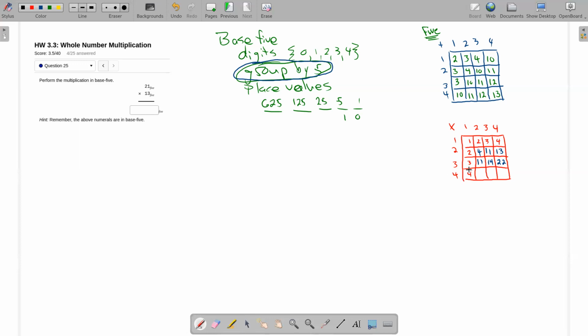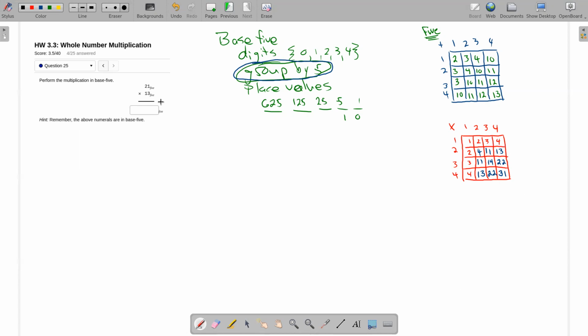And then there's symmetry in the table, right? 4 times 2, 2 times 4, we've already done that. That's a group of 5 and 3 ones for 8. 4 times 3 is 12. We just did 3 times 4. 12 is 2 groups of 5 and 2 ones. 4 times 4 is 16. How many 5s are in 16? Well, there are 3 groups of 5 with 1 left over. So base 5 is about grouping by 5s.